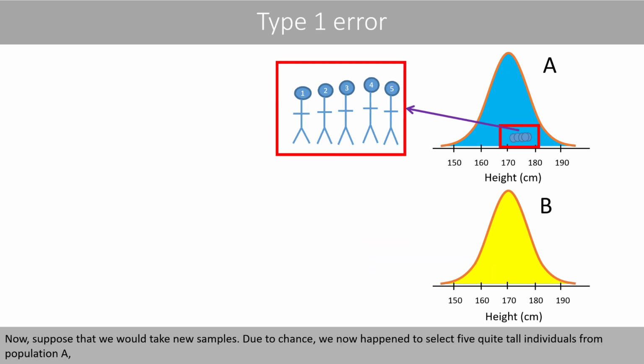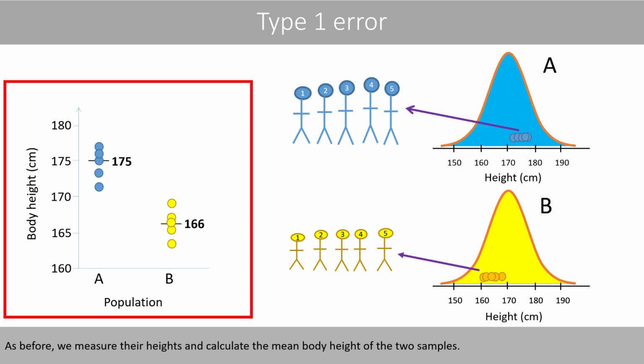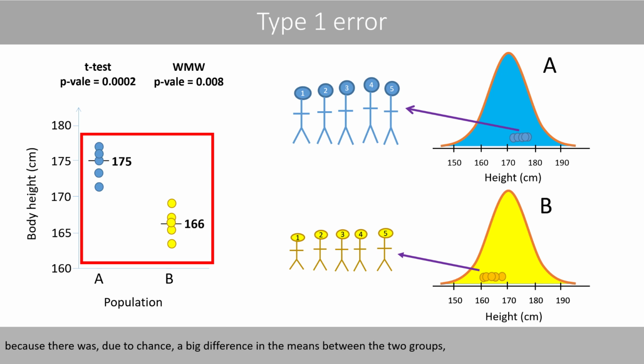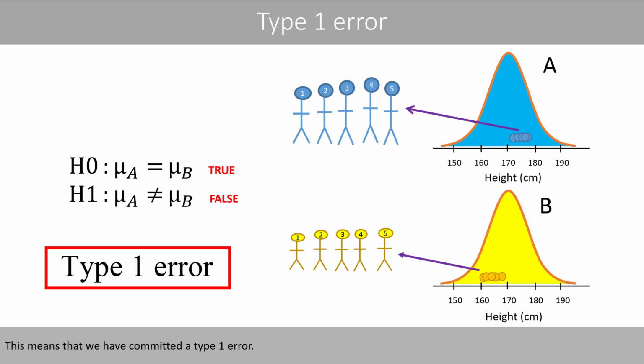Now, suppose that we would take a new sample. Due to chance, we now happened to select 5 quite tall individuals from population A and 5 quite short individuals from population B. As before, we measure their body heights and calculate the mean body height of the two samples. This time, both tests result in p-values that are less than 0.05. Because there was, due to chance, a big difference in the means between the two groups, we would make the mistake of rejecting a true null hypothesis. This means that we have committed a type 1 error.